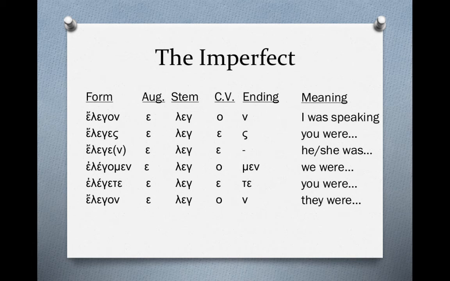So the 6 forms are elegon, eleges, elegen, elegomen, elegete, elegon. And the endings for the active voice here would be nu and sigma and nothing, sometimes a movable nu. Then we'd have men, te, and then nu again.